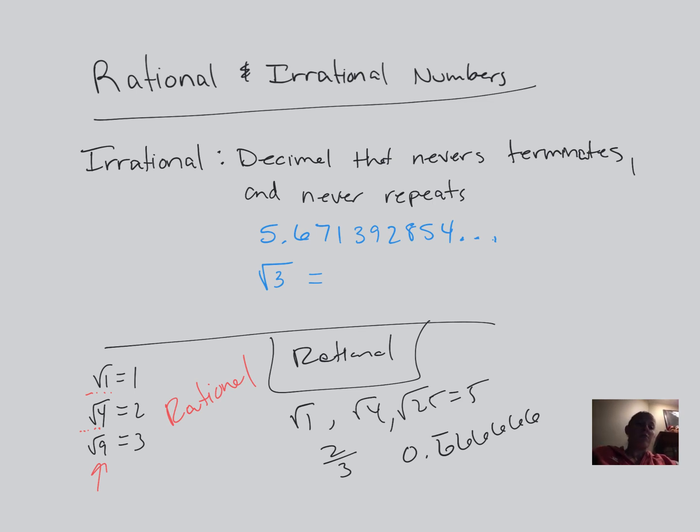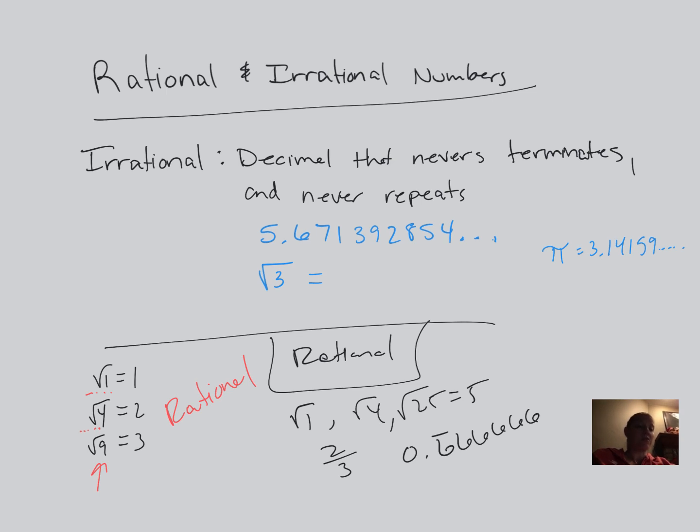Another irrational number we haven't talked about yet is pi, because pi is 3.1415. I think it's a 9, but then it just keeps on going. There's no pattern to it, and it's never going to stop. So pi is another example of an irrational number.